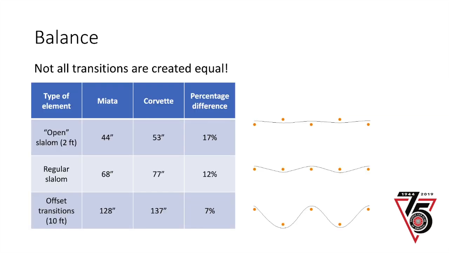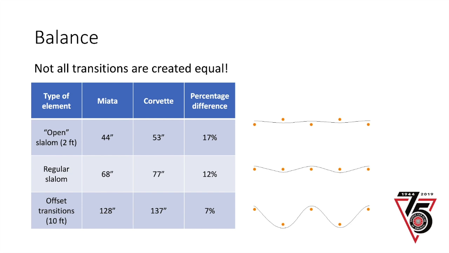Let's start with the middle row in this table. Our example cars are an ND Miata, which is approximately 68 inches wide, and a C7 Grand Sport Corvette, which is about 77 inches wide. When going through a regular slalom, a car has to move from side to side by its width plus the width of the cone. When measuring the distance the Miata and the Corvette have to move from side to side, the Corvette has to move 12% more laterally when going through a regular slalom.